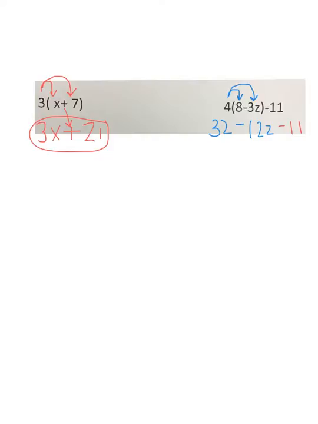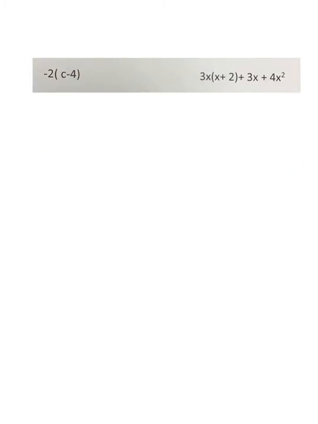We can't just leave that behind because now we have numbers we can combine. So 11 and 32 can be combined, and it's a subtraction sign in front of that 11. So we're going to do 32 minus 11 and get 21. Now remember, you can't leave anyone behind, so bring down your minus 12z. So that should be your answer after you distribute and after you combine like terms. All right, let's try 2 more together and then you'll be on your own.